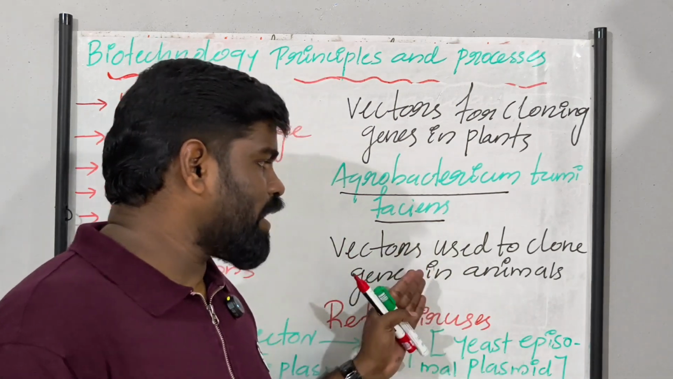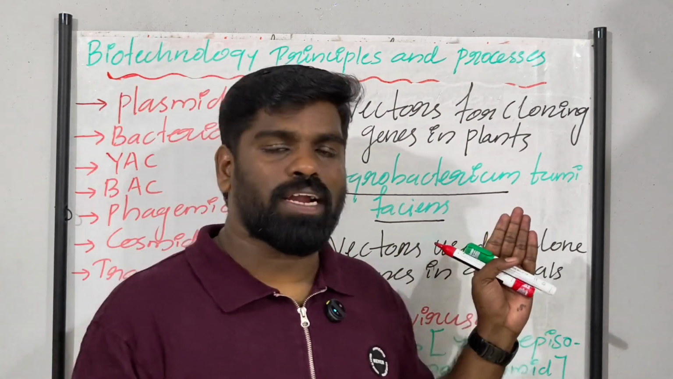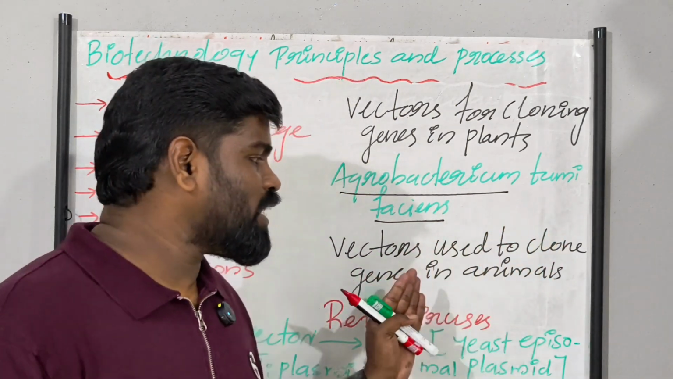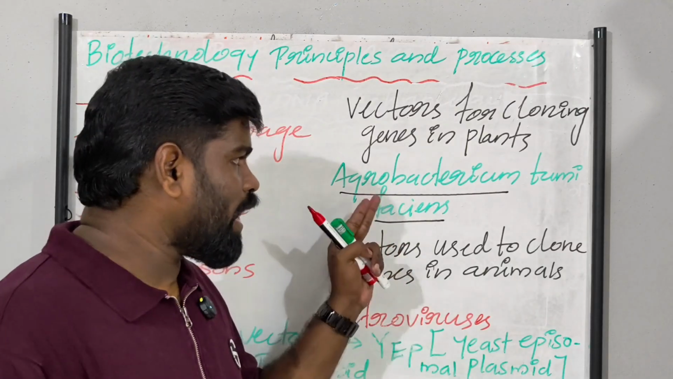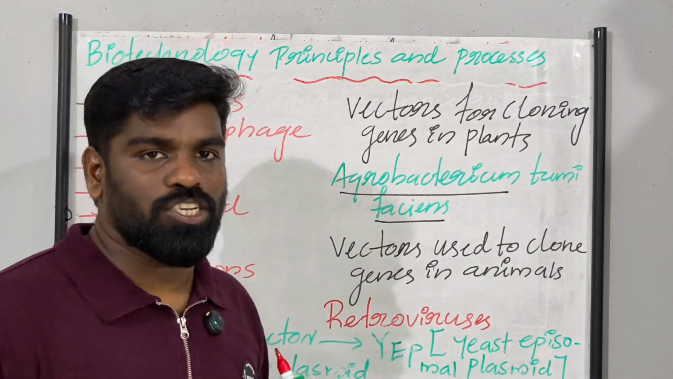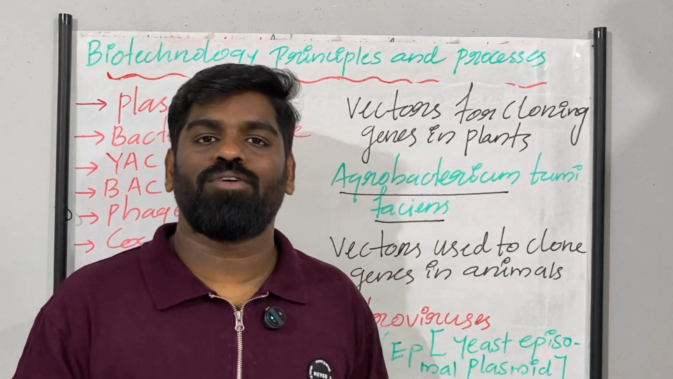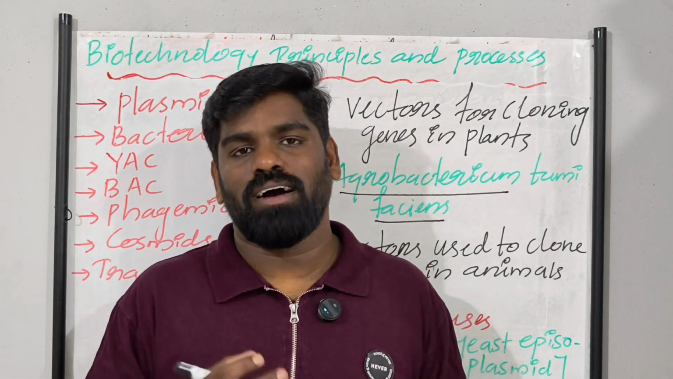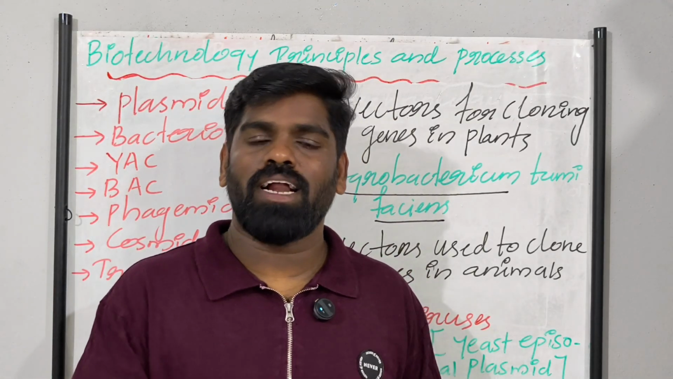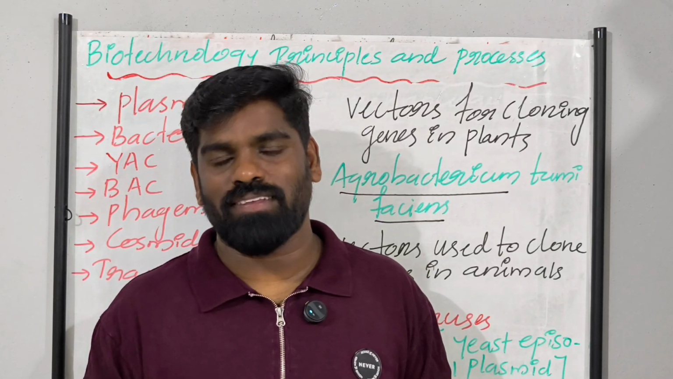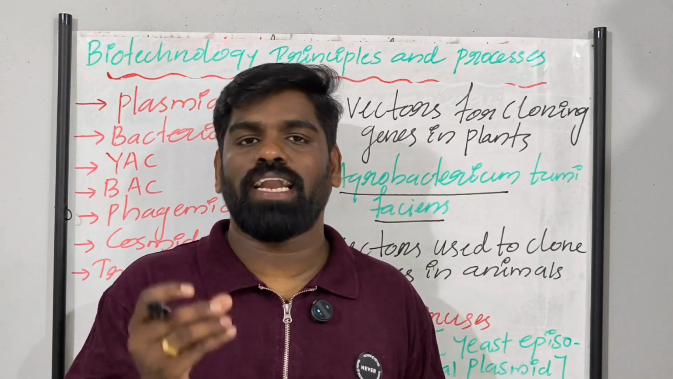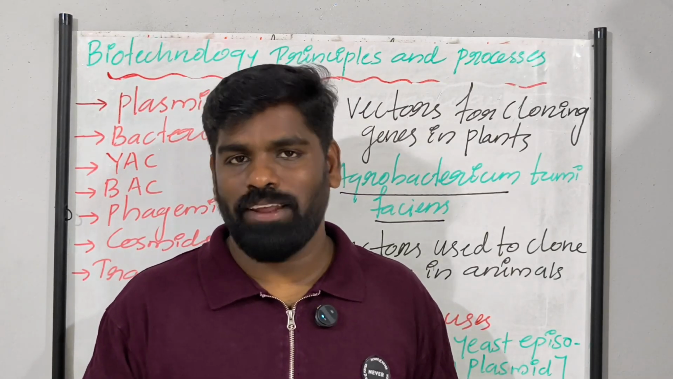In the same way, vectors are used to clone genes in animals. Like Agrobacterium tumefaciens, here retroviruses can also cause cancers in animal cells. So here also modified retroviruses can be used for transferring genes into animals.